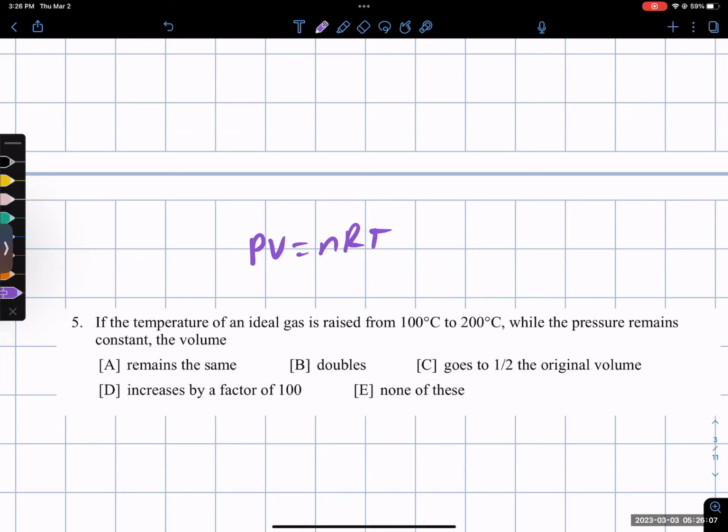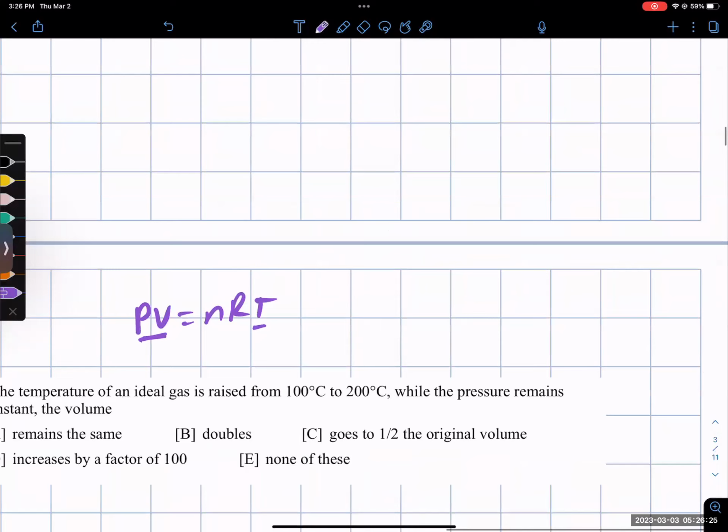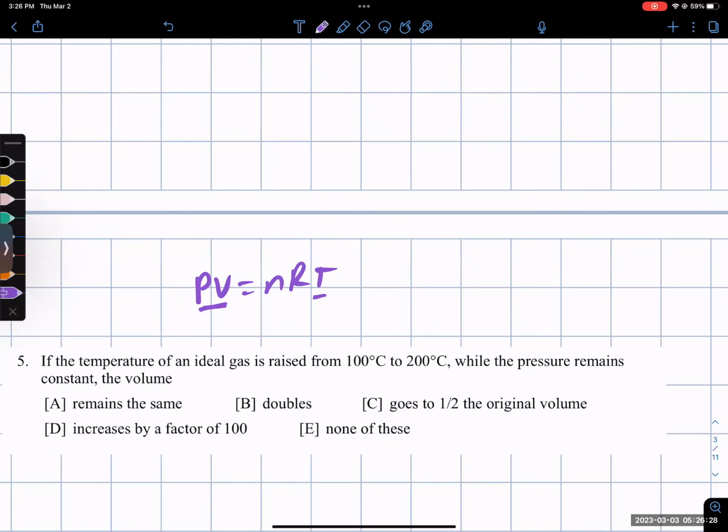So here's the thing. If two things are on the same side of the equal sign, that means they're inversely proportional. We know this from Boyle's law: as pressure increases, volume decreases. And then here we have pressure and temperature. We know from Gay-Lussac's law that as pressure increases, temperature also increases, so they're directly proportional. In this case, pressure is constant, and we're being asked about volume and temperature. Are they on the same side of the equal sign or opposite sides? So they're directly proportional.